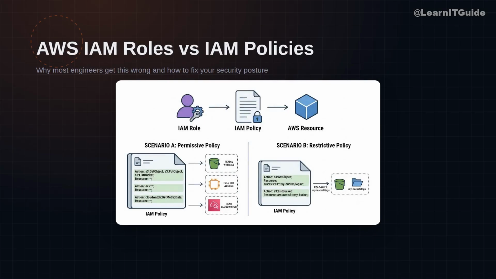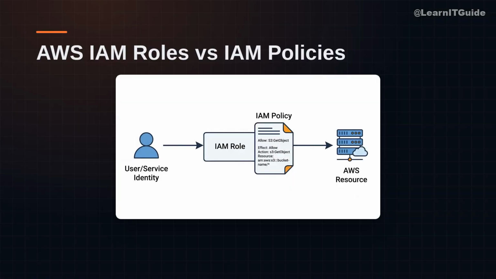Hey everyone, welcome back. In this video, I'm going to explain the difference between AWS IAM roles and IAM policies. I have seen this take down production systems. If you do not understand the distinction, you end up with either overly permissive security or broken applications that cannot talk to your databases. This is the difference between a junior and a senior engineer. Let us break down how AWS controls access and how you should design your identity architecture.